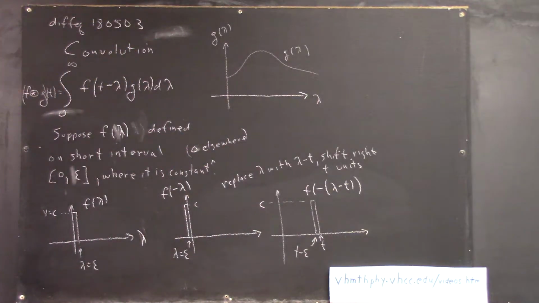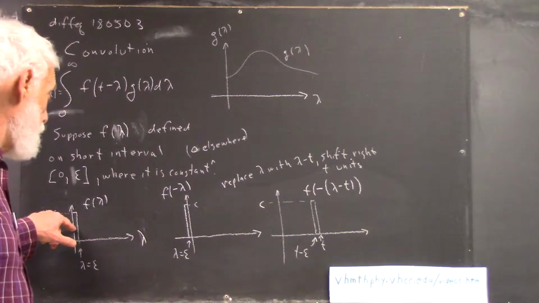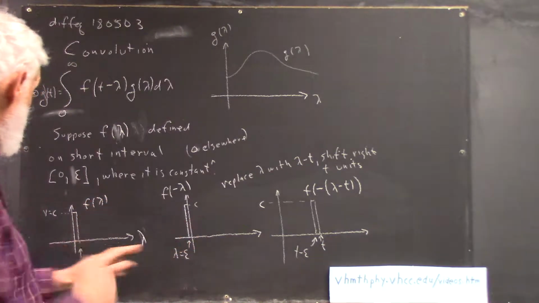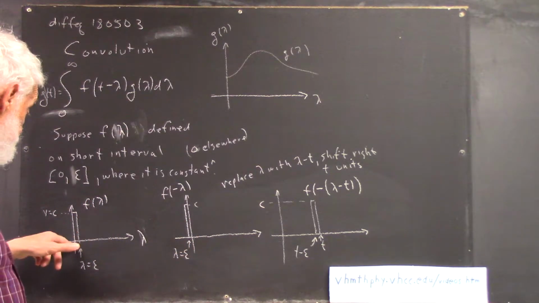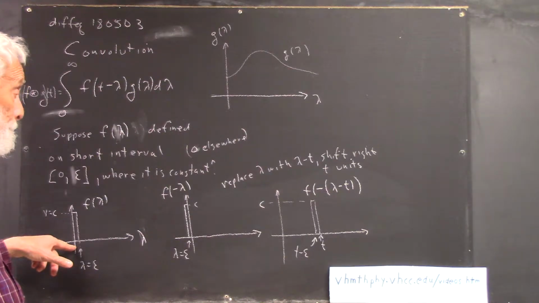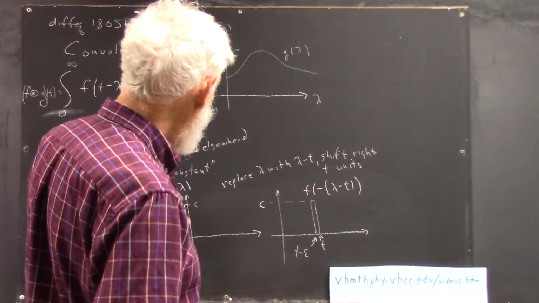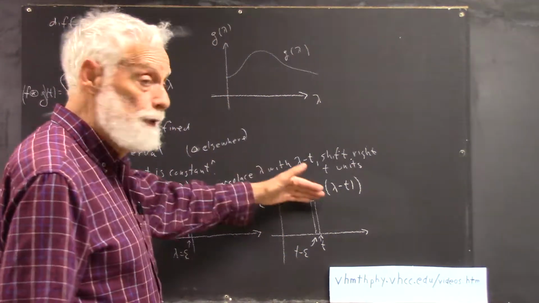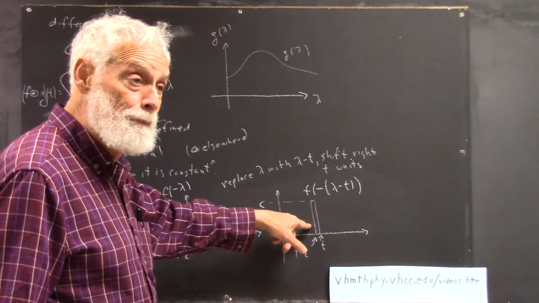Okay? So there's our f of lambda. Then our f of negative lambda just reflects f of lambda around the y-axis. Okay? So we get this. And now if we replace lambda with lambda minus t, we shift t units. And if t is a positive number, we do this.